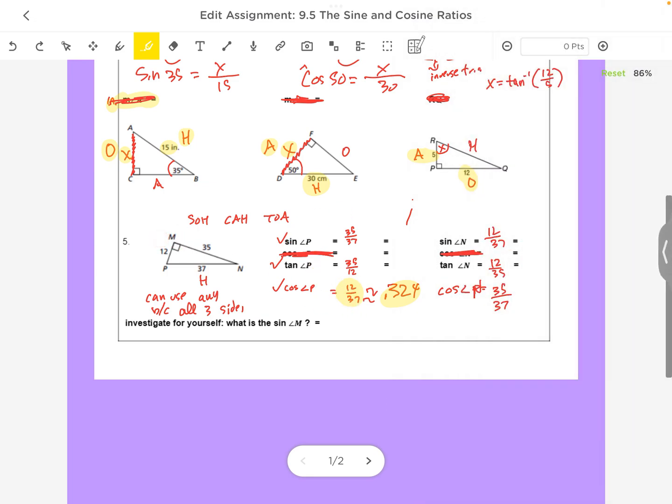All right, so we're going to skip this. Well, actually, try this and let me know if you get this. All right, so let's go and move on to the next page.